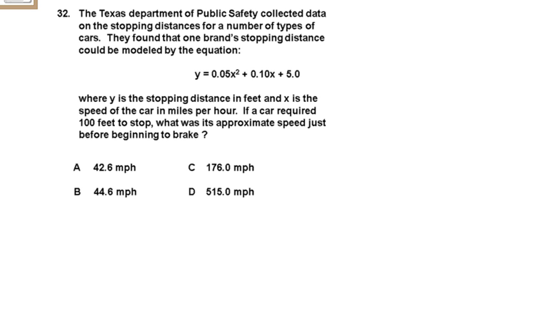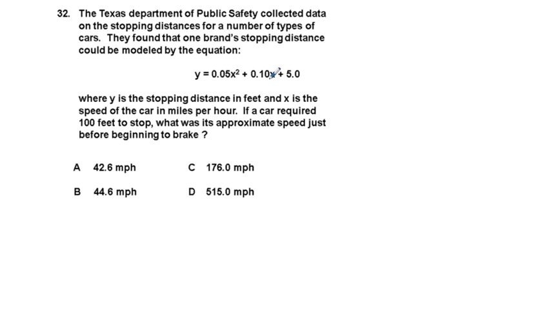This is the Precalculus Fall 2016 ACP Preview Problem 32. The Texas Department of Public Safety collected data on the stopping distances for a number of types of cars. They found that one brand's stopping distance could be modeled by the equation y equals 0.05x squared plus 0.1x plus 5, where y is the stopping distance in feet and x is the speed of the car in miles per hour. If the car required 100 feet to stop, what was its approximate speed just before beginning to brake?